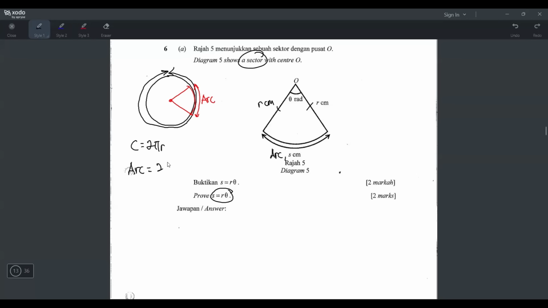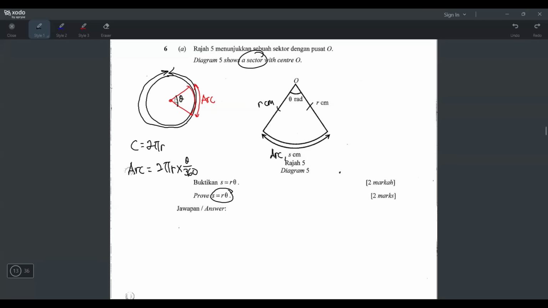The formula will be 2 pi r times theta over 360. Okay. So the formula is the same as the circumference, 2 pi r. It's just that you have to times with theta over 360. Why? Okay. Because the arc length is directly proportional to theta, to the angle.